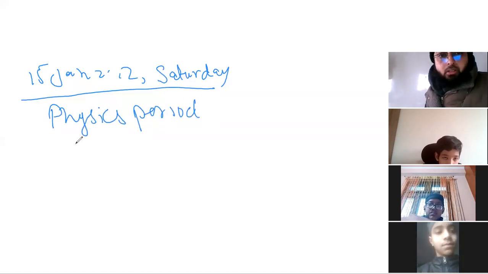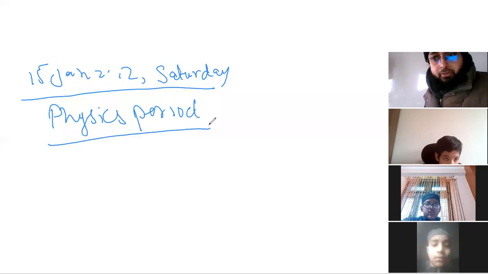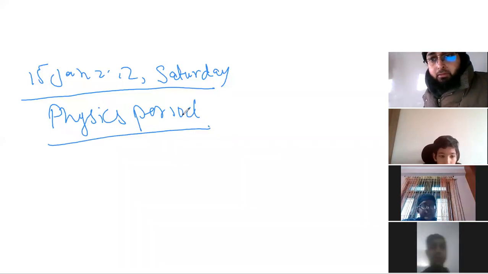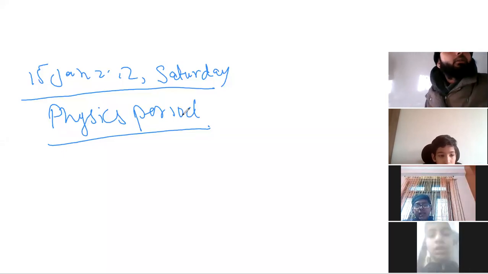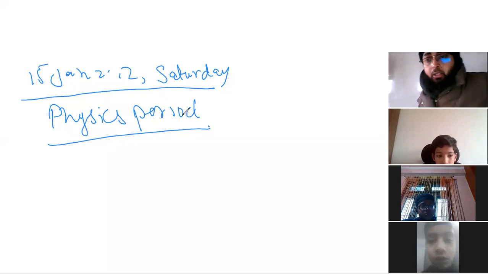So what is going on in physics in the last chapter? Magnetism. We are learning about magnetism. Usama beta, please be seated. Don't move here and there. Be seated.